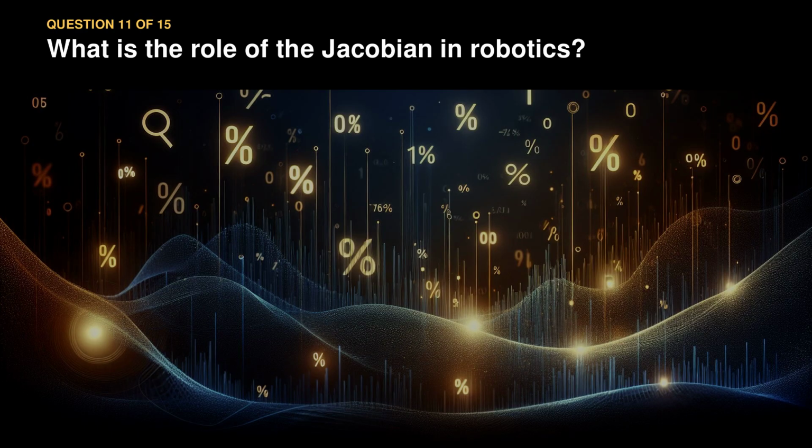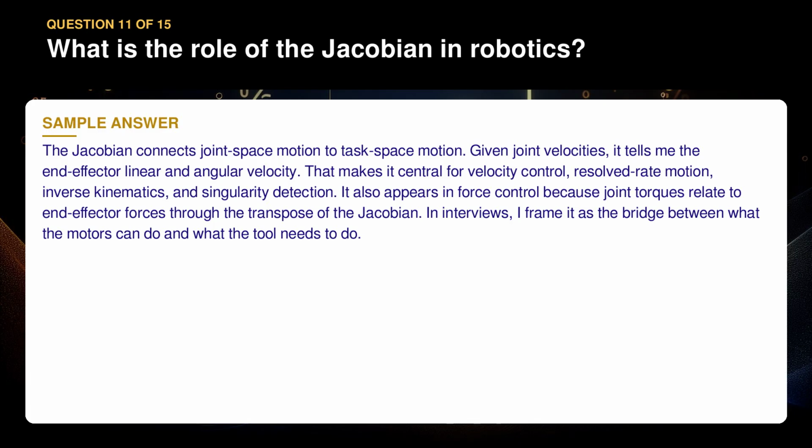Question 11. What is the role of the Jacobian in robotics? The Jacobian connects joint space motion to task space motion. Given joint velocities, it tells me the end effector linear and angular velocity. That makes it central for velocity control, resolved rate motion, inverse kinematics, and singularity detection. It also appears in force control because joint torques relate to end effector forces through the transpose of the Jacobian.